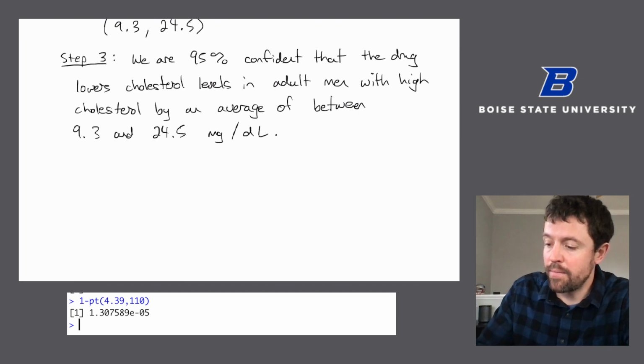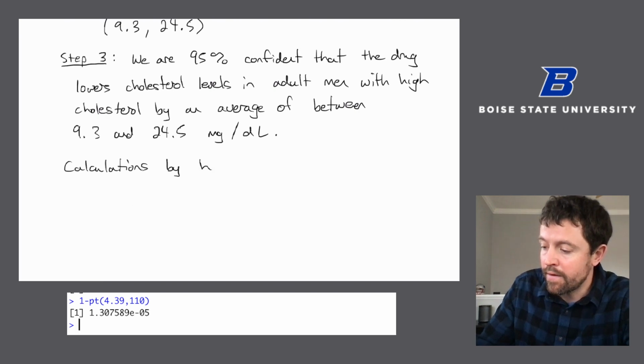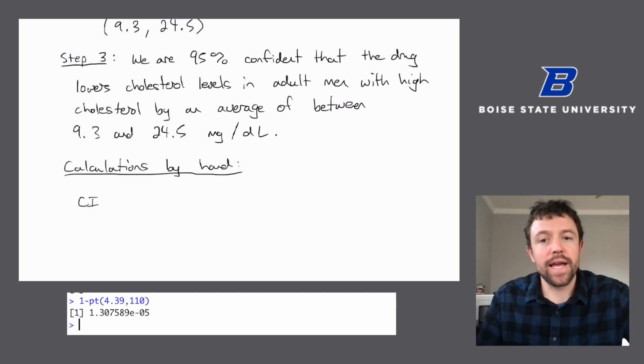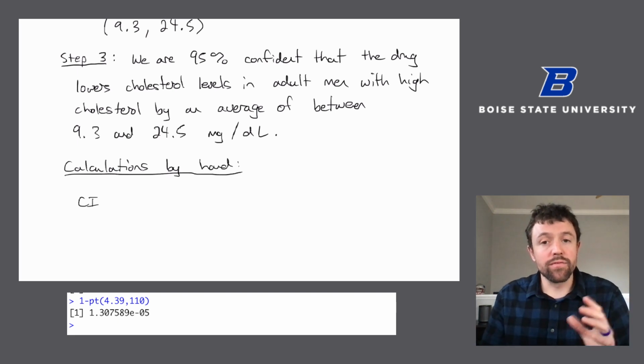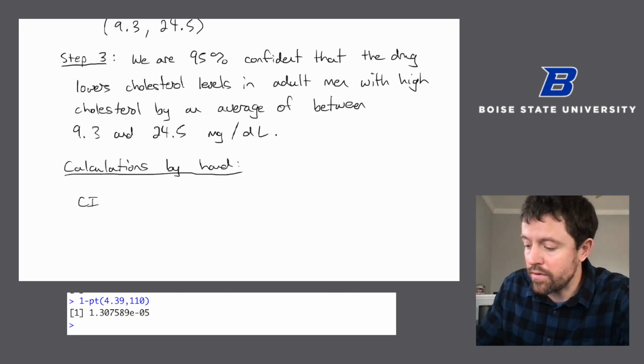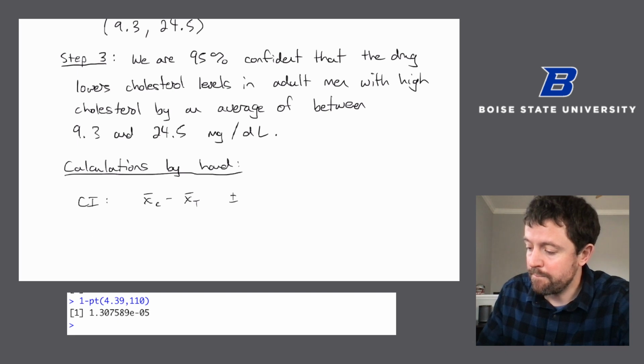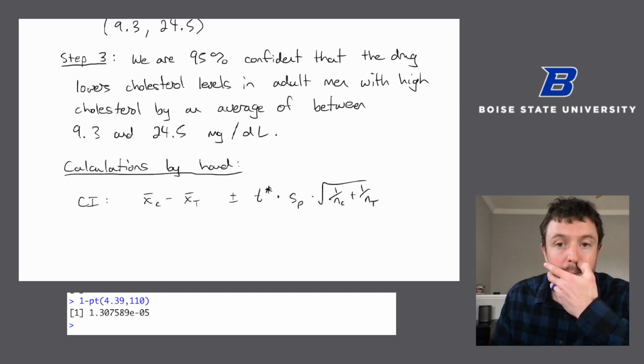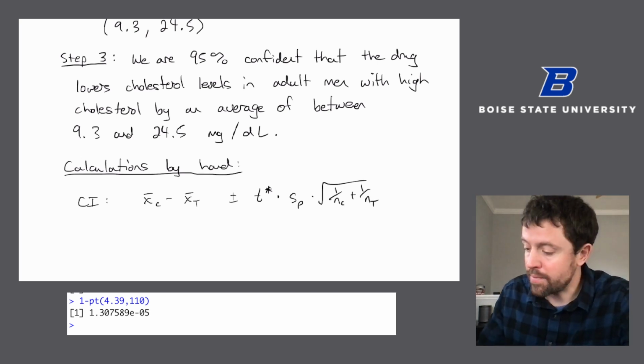Okay, calculations by hand for the confidence interval. This is just as bad, but once you've done the calculations by hand for the hypothesis test, it's not so bad because we reuse that whole denominator, right? Our confidence interval is going to be x bar c minus x bar sub t, that's our estimate, plus or minus t star times S sub p times the square root of 1 over nc plus 1 over nt. And I already calculated that whole last part.